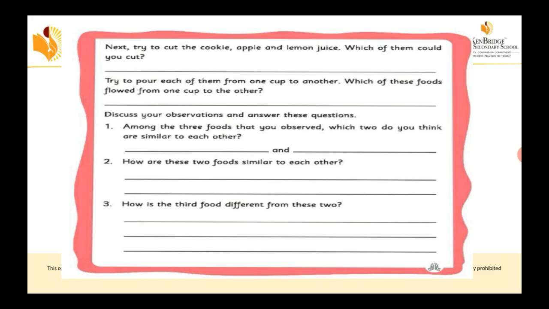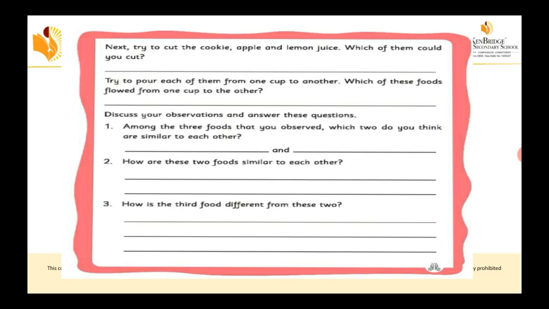Try to pour each of them from one cup to another. Which of these fluids flowed from one cup to another? So you have two cups. From those two cups you should pour them. So which item can flow from one cup to another? Write the answer for that.